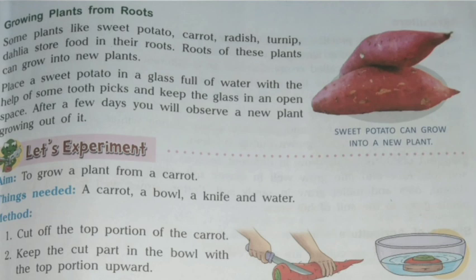Growing plants from roots. Some plants like sweet potato, carrot, radish, turnip, and dahlia store food in their roots. Roots of these plants can grow into a new plant. It means if we sow these roots in soil, they can grow into new plants.